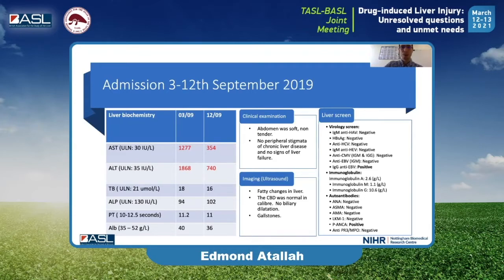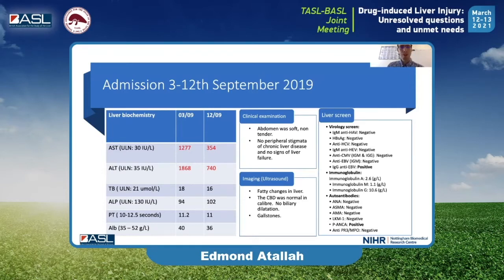The common bile duct was normal with no biliary duct dilatation, and she had some gallstones in her gallbladder. We have done a full liver screen, and her virology screen was negative apart from previous exposure to EBV. Her immunoglobulins were within normal limits, and her autoantibodies were negative apart from positive P-ANCA.